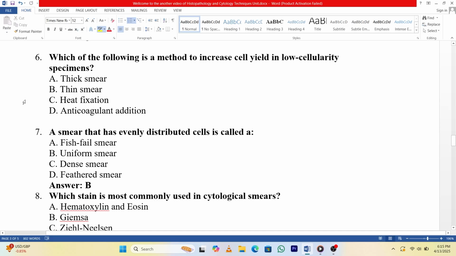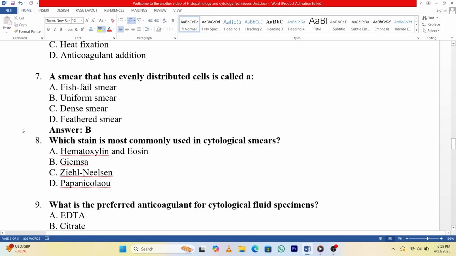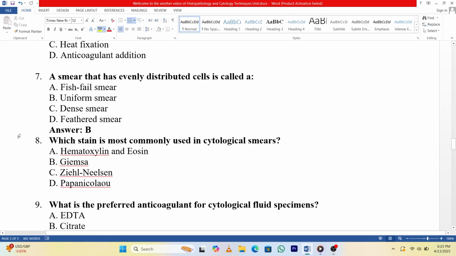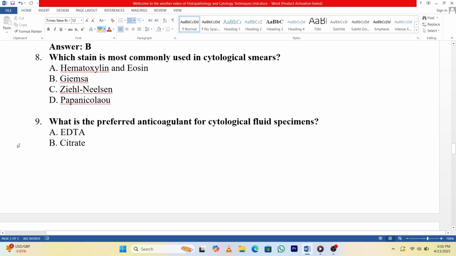Answer: A. 7. A smear that has evenly distributed cells is called A. Fish tail smear. B. Uniform smear. C. Dense smear. D. Feathered smear. Answer: B. 8. Which stain is most commonly used in cytological smears? A. Hematoxylin and eosin. B. Giemsa. C. Ziehl-Neelsen. D. Papanicolaou.